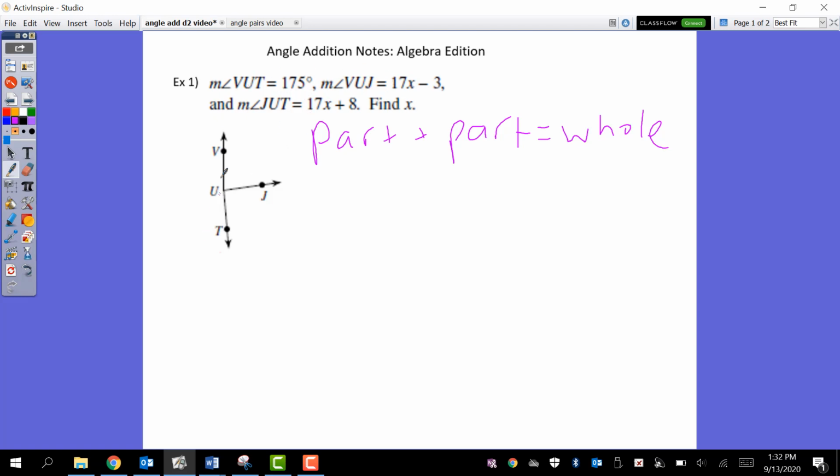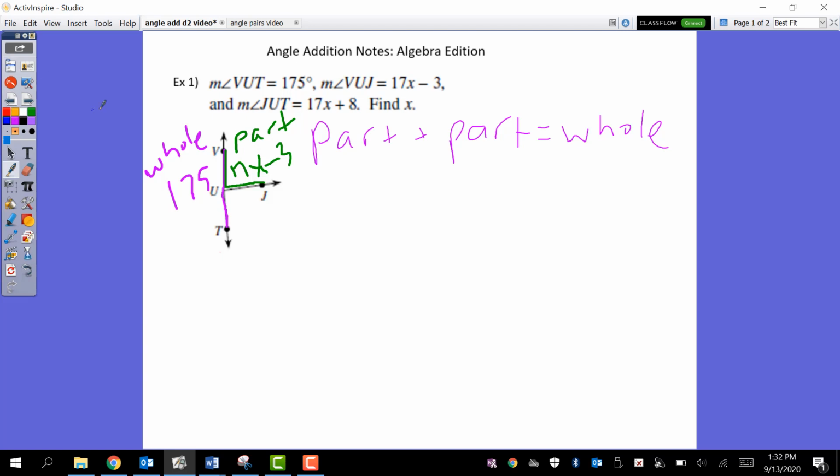So VUT, I'm going to trace that. V to U to T is 175. I'm going to put that on the outside because it's the whole angle. I'll go ahead and label that whole already because I know that's the biggest angle in the picture. Angle VUJ, so V to U to J, is 17x minus 3. I can tell that's a part because it's not the biggest angle in the picture.